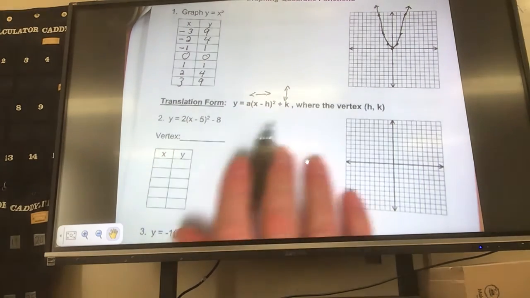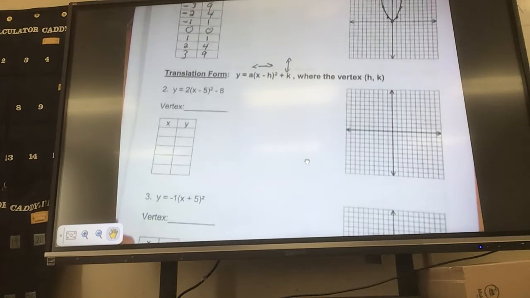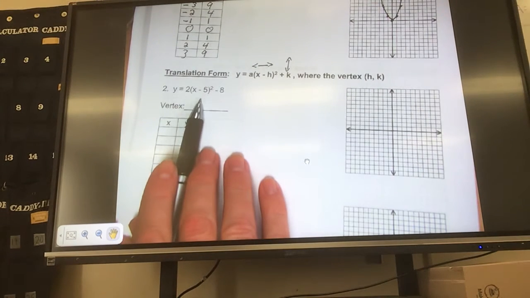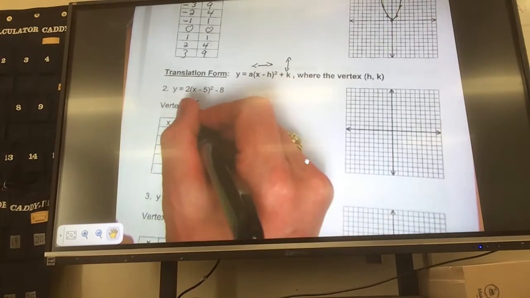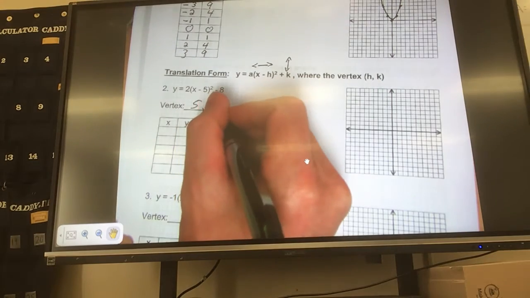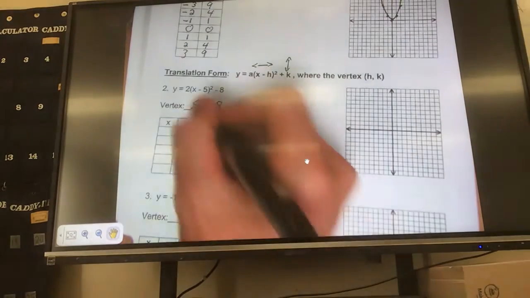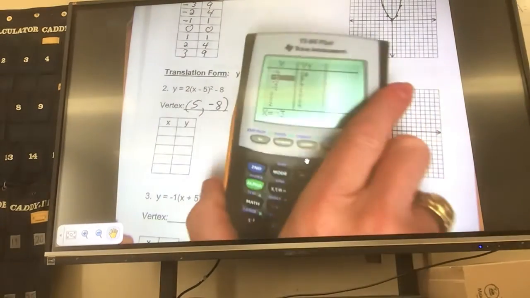So using that newfound knowledge, the vertex here, without graphing it, would be what? Opposite of what's in the house. So what's opposite of that? Positive 5. And exactly what my friends tell me to do outside would be negative 8. That should be my vertex.